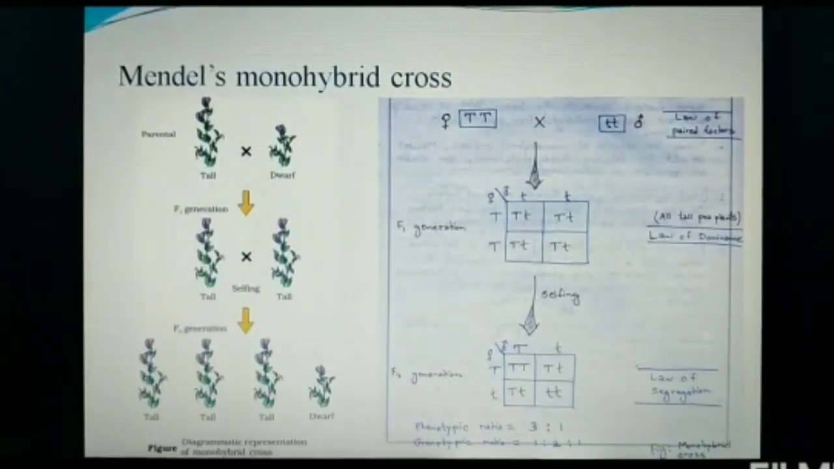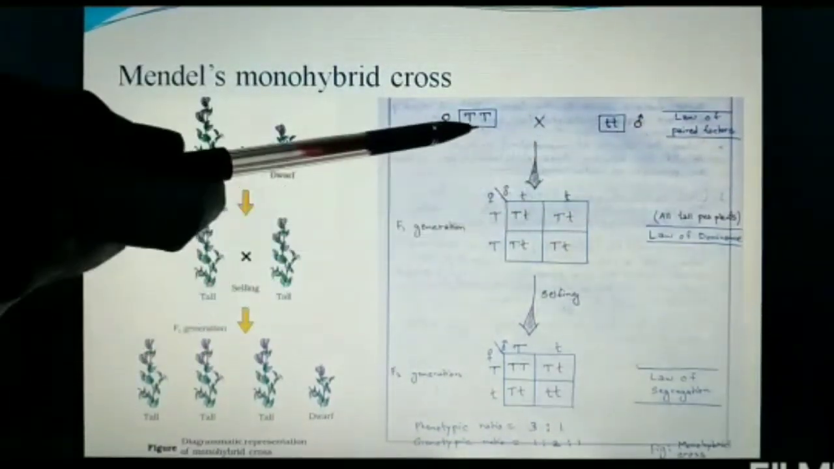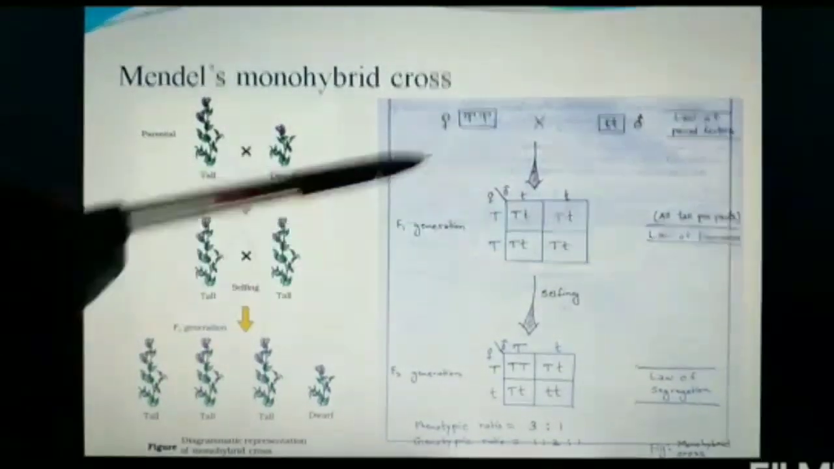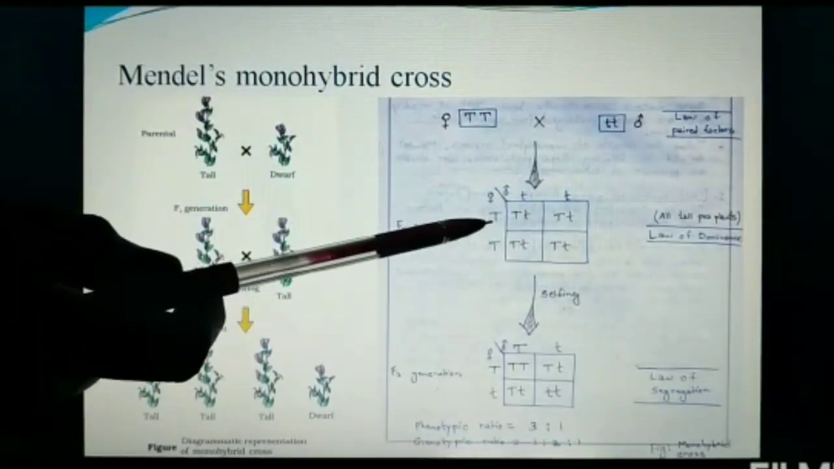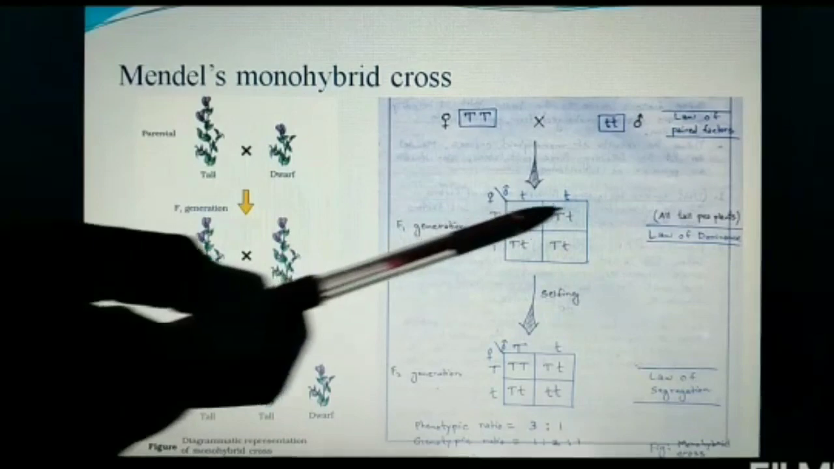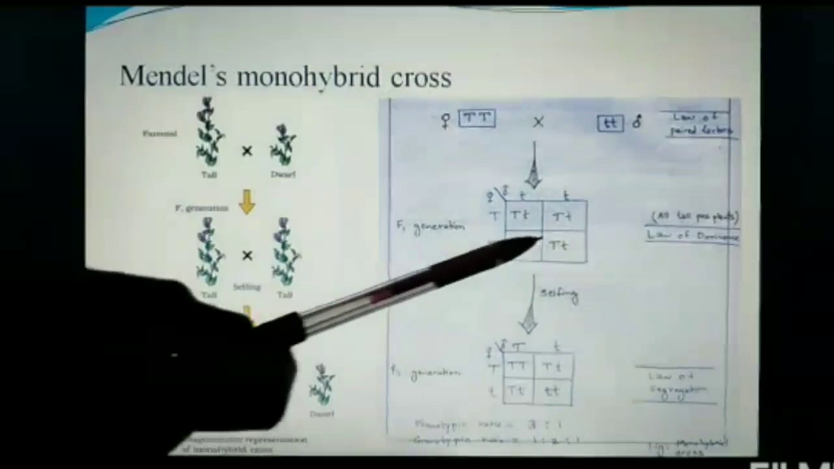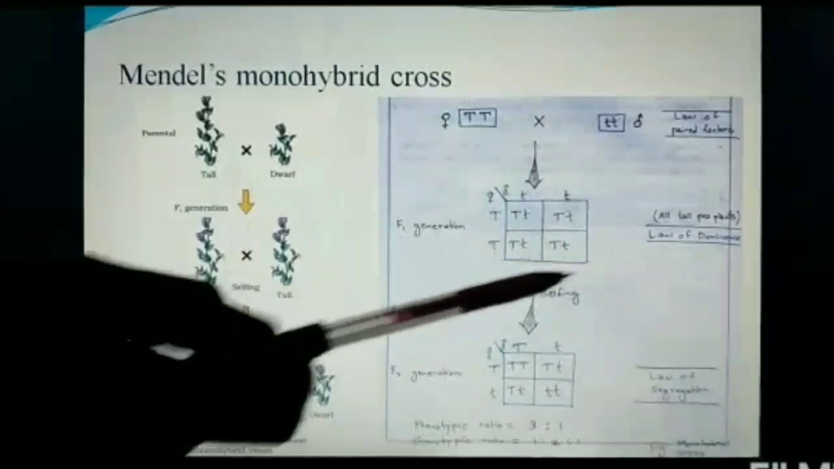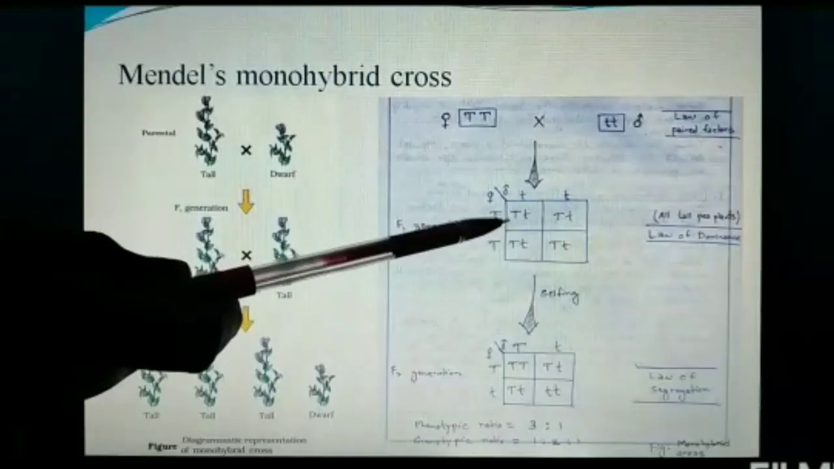Now we shall fuse the gametes. So this is the parental trait. This is the gamete obtained from the father, and this is the gamete obtained from the mother. So now let's fuse the gametes. When we fuse capital T with small t, we obtain capital T, small t. Like that, when this capital T fuses with small t, we get capital T, small t. Here also capital T, small t, and here also capital T, small t. So in the F1 generation, all the plants were tall. Its genotype is capital T, small t.